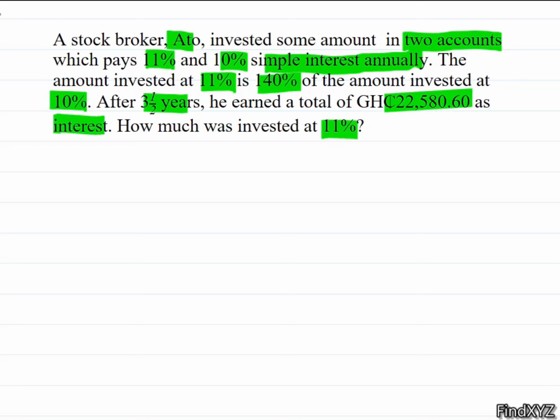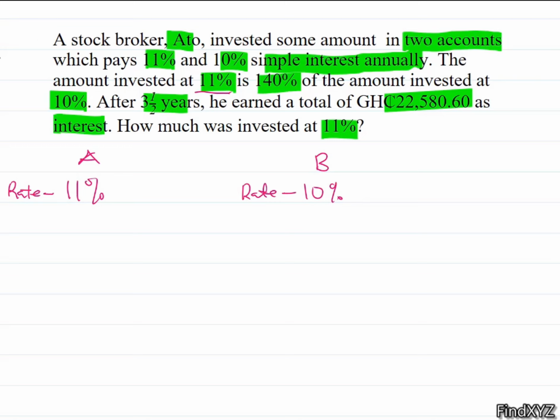Let's dive in. We have two different accounts, account A and account B. In these accounts, some amount of money was invested. Account A has 11% and account B has 10%. These two different accounts earned some interest, right? So this is our rate for account A and this is our rate for account B. But how much was invested? We have been told that the amount invested at 11% is 140% of the amount invested at 10%.